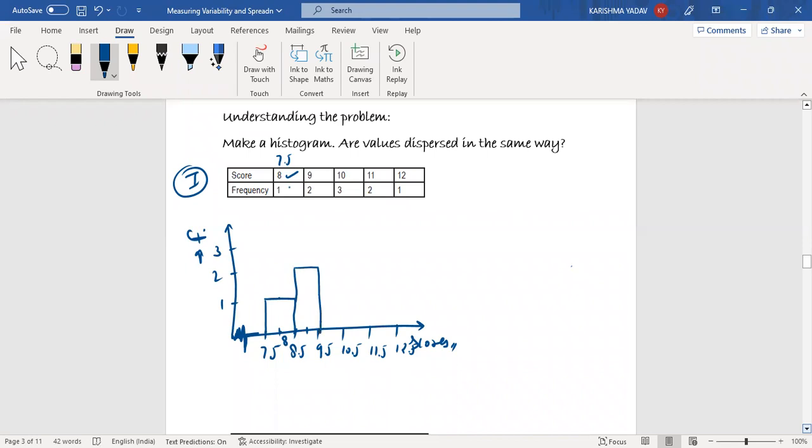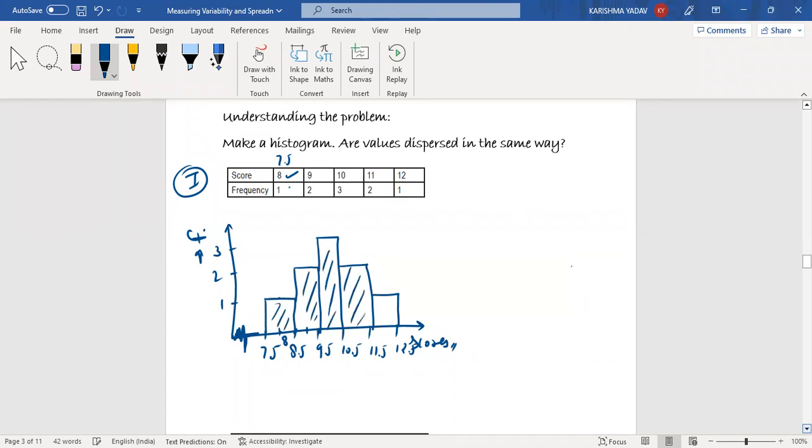For 10 points we have three frequencies, so the three frequencies here will be like this. For 11 points we have two frequencies, so it will be like here for the 11 points, and for 12 points we have one frequency, so it will be like this. So this is the histogram that we have for the first score.